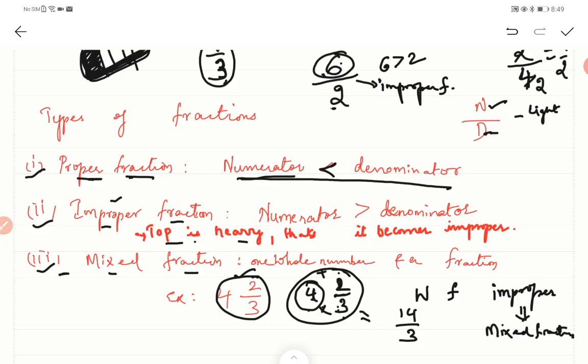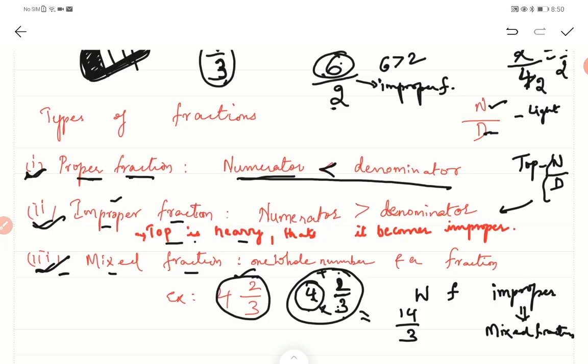So basically you have three types of fractions: proper, improper, and mixed. When does your fraction become improper? Whenever the top becomes heavy. Top is the numerator part. So when the numerator is becoming heavy, that is, greater than the denominator, then that fraction will become your improper fraction.